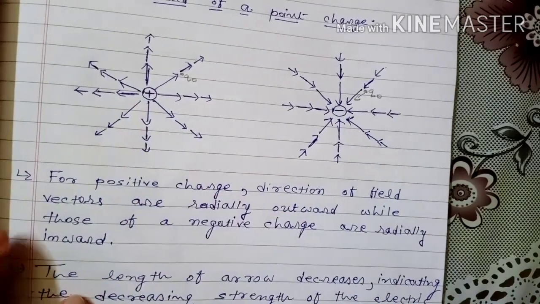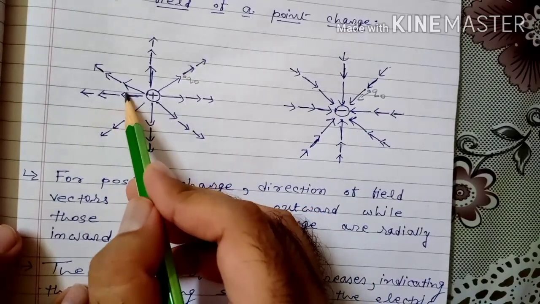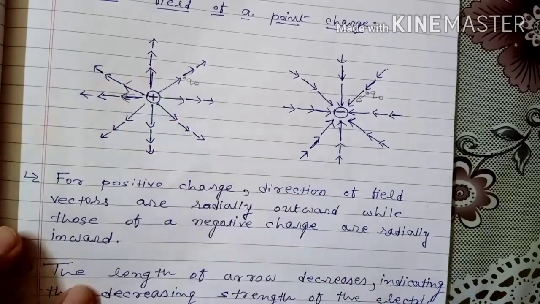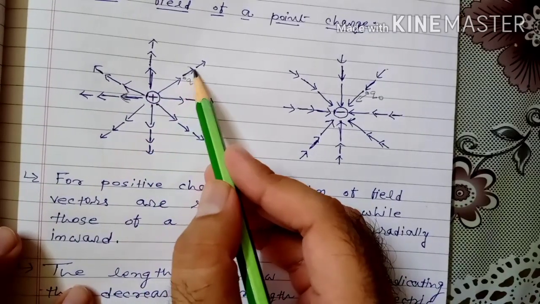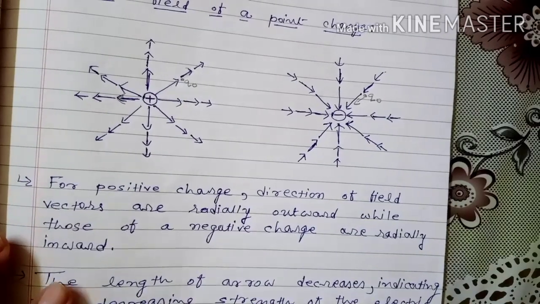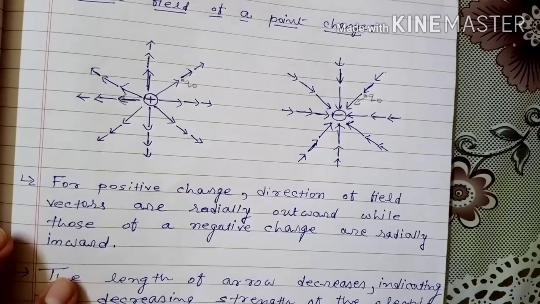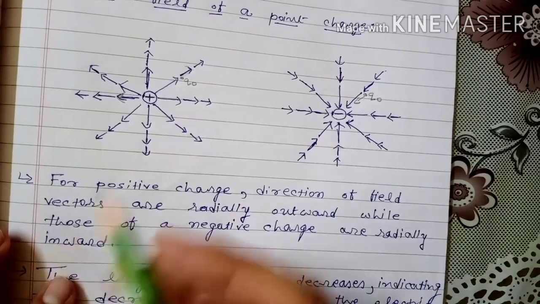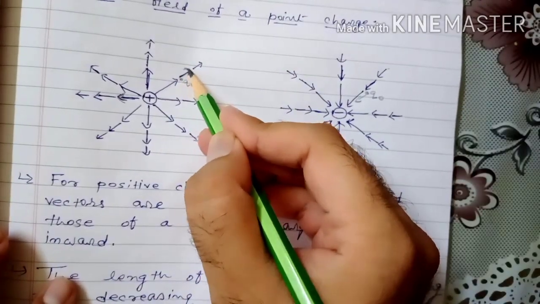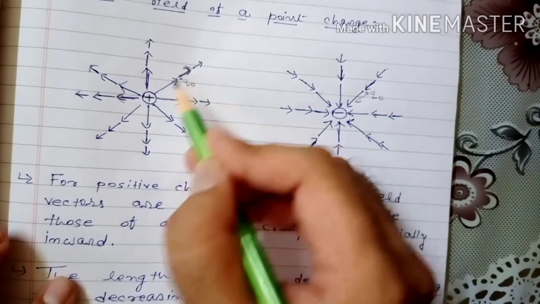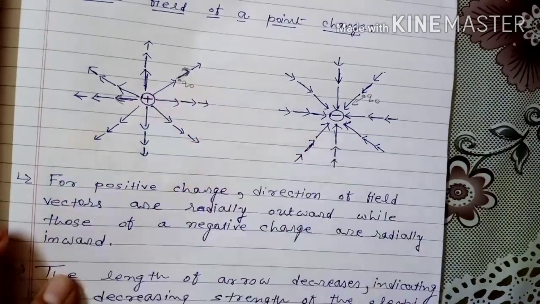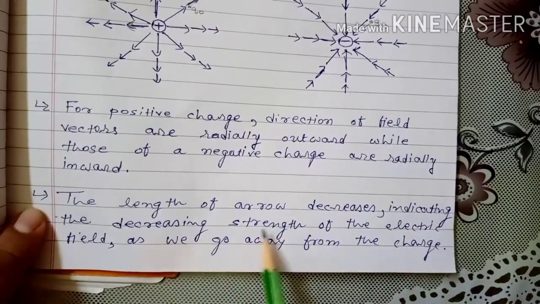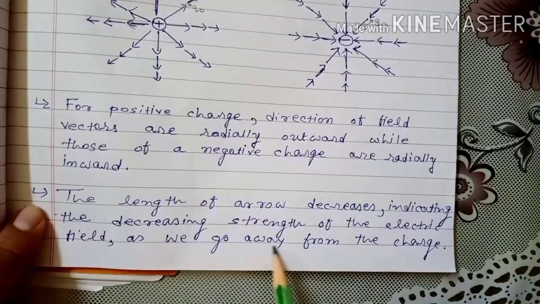Here you can see the special thing about electric field lines. As you move away from the charge, what will happen? The length of this arrow goes on decreasing. Why? Because as we move away from the charge, as distance increases, the strength of the electric field decreases. As the strength decreases, we have to show a smaller value of electric field by reducing the size of the arrow. So the length of the arrow decreases, indicating the decreasing strength of the electric field as we go away from the charge.